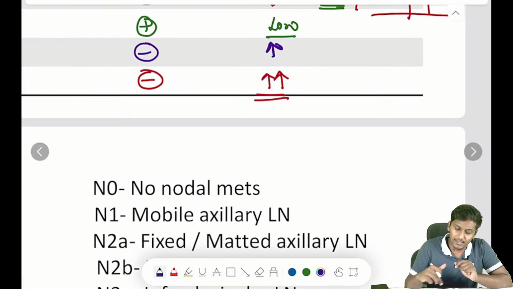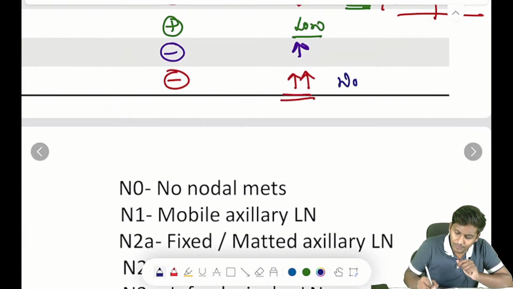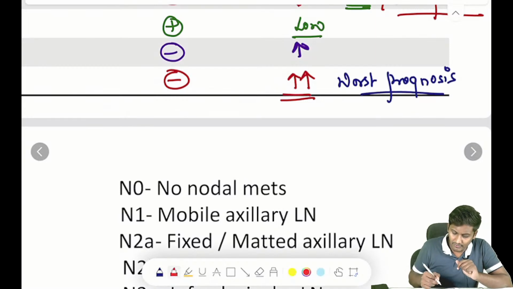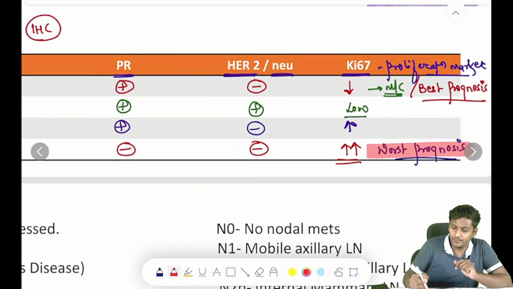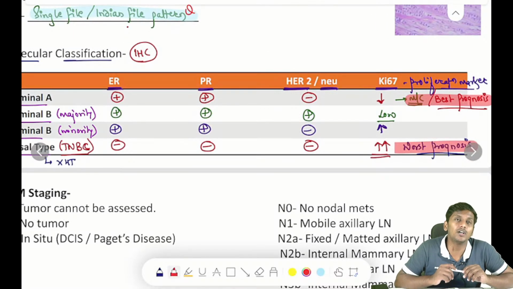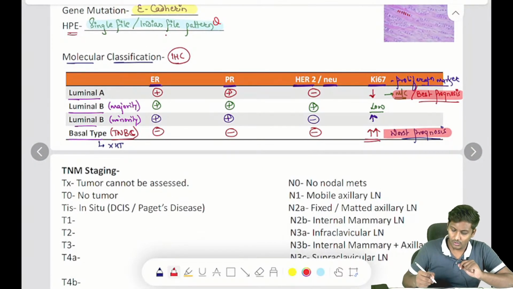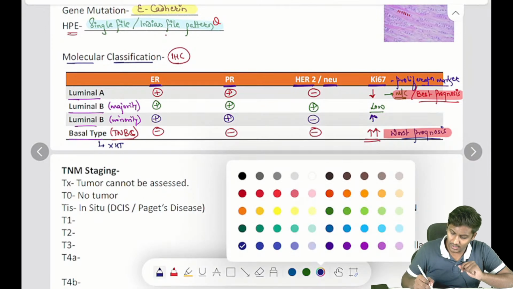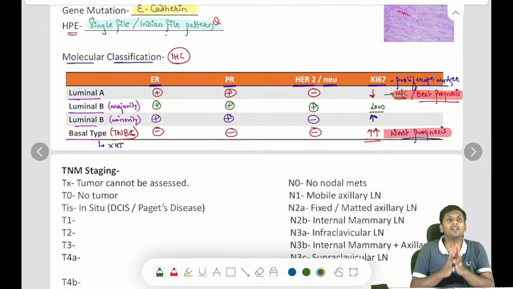Okay, and this type of breast cancer will have the worst prognosis. Previous year question: it will have the worst prognosis. So triple negative breast cancer will have the worst prognosis. That has to be remembered. Most common and best prognosis is definitely luminal type A. Worst prognosis is the basal type, triple negative breast cancer.